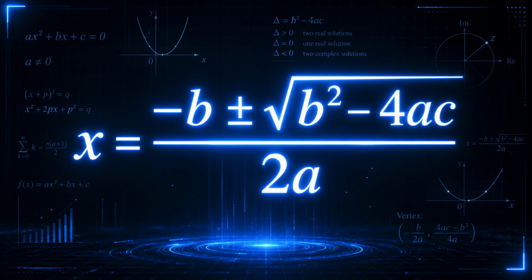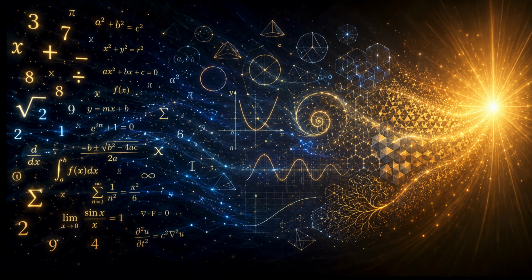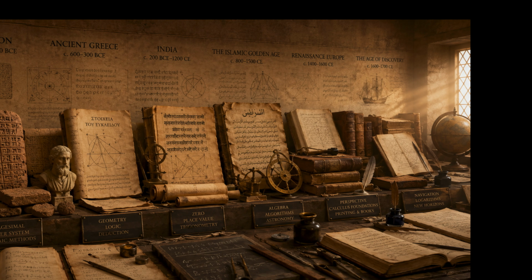And then, look again at the modern formula: x equals minus b plus or minus the square root of b squared minus 4ac, divided by 2a. This formula is not just a shortcut. It is a compressed version of thousands of years of human thinking. Quadratic equations are not just equations. They are history, written in symbols.